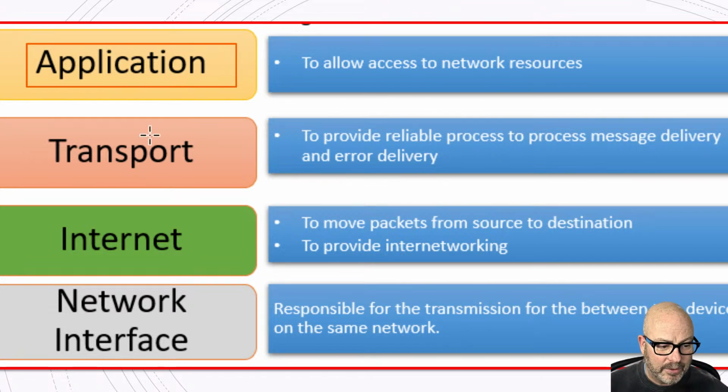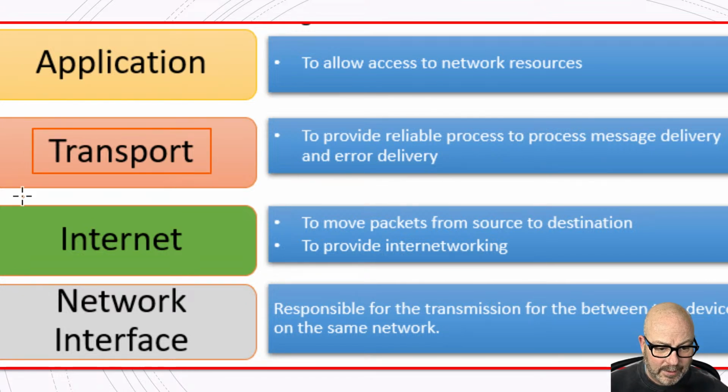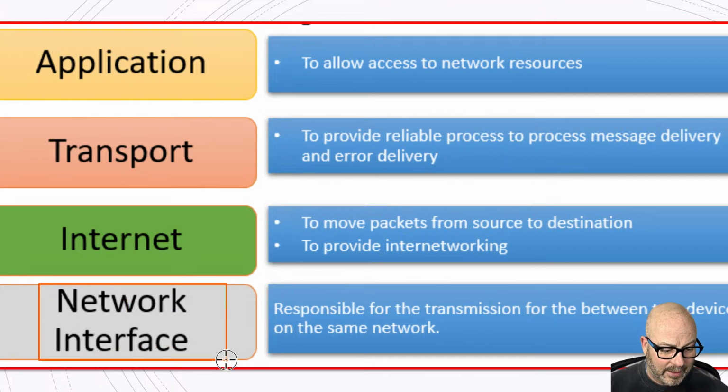This refers to this. The transport layer is this. The internet layer is this. And the network interface layer is this. So there are different activities happening on each of these different layers.